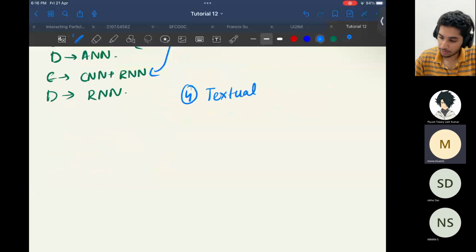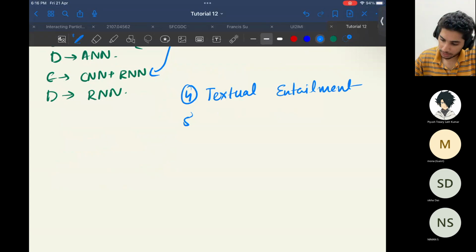And image captioning. Okay. Fifth is image captioning.